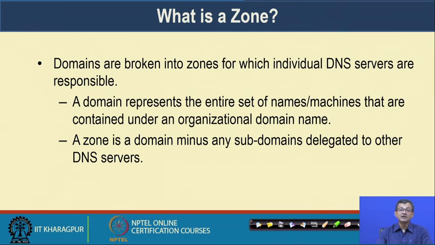So, the ac.in domain has delegated the iitkgp.ac.in domain. So, the zone of that particular ac.in is restricted to the things which exclude those subdomains delegated to other DNS servers, if at all.